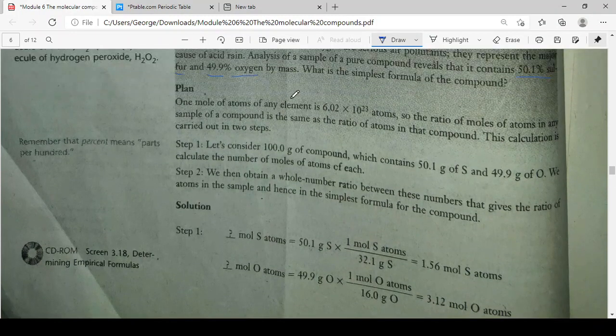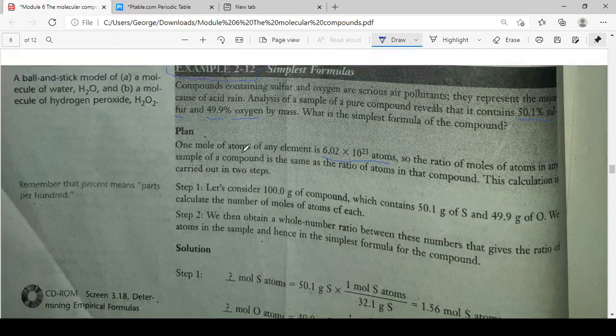1 mole of atoms of any element. Again, for every mole of your element, it is equivalent to Avogadro's number, 6.022 times 10 raised to the power of 23. So you see the pattern so far, kids: chemistry uses Avogadro's number in solving. The ratio of moles of atoms in any sample of a compound is the same as the ratio of atoms in that compound. So again, we may use the calculation carried out in 2 steps.